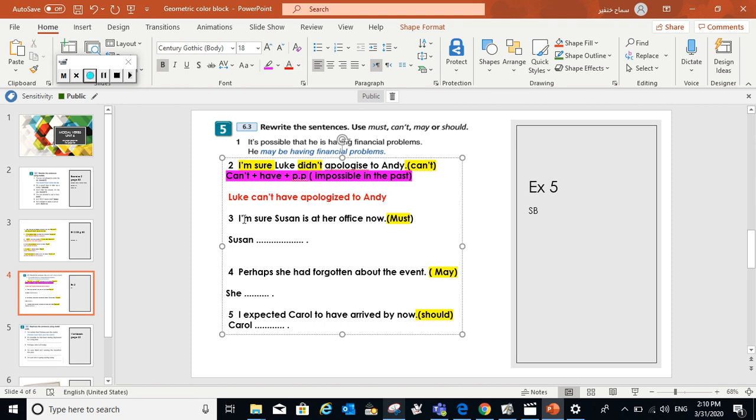Next one, I'm sure. Susan, you are sure also here. Okay, however, you are talking about the present. Okay, you are talking about the present here. So you are sure that Susan is at her office now. Susan must, so must plus base form. What's the base form of is? Be. Must be at her office now.